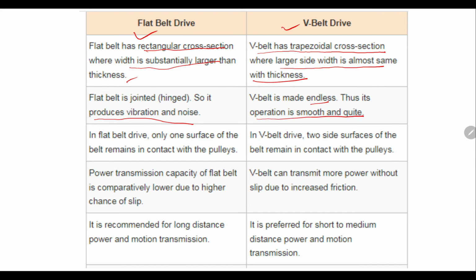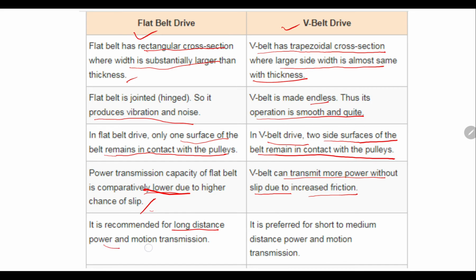In a flat belt drive, only one surface of the belt remains in contact with the pulleys, while in a V belt drive, two side surfaces of the belt remain in contact with the pulley. The power transmission capacity of a flat belt is comparatively low due to a higher chance of slip, but a V belt can transmit more power without slip due to increased friction. A flat belt is recommended for long distance power and motion transmission, but a V belt is preferred for short to medium distance power and motion transmission. In this way, we can differentiate between flat belt and V belt.